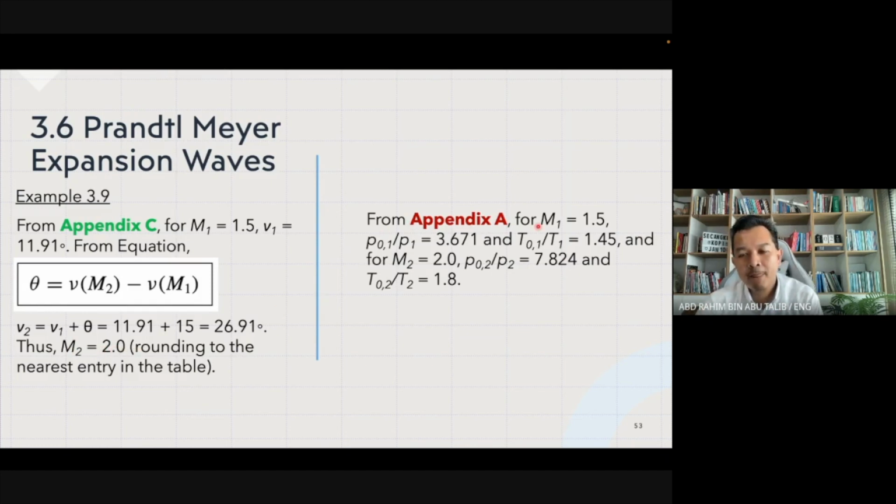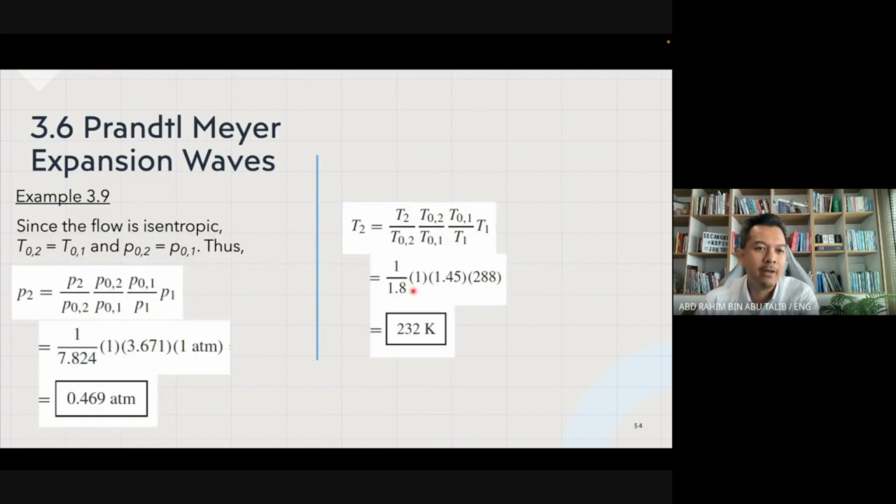So from Appendix A, for M1 equal to 1.5, you straight away read P01 over P1 and T01 over T1. And for M2 equal to 2, you can then read P02 over P2 and T02 over T2. Fairly straightforward. Since the flow is isentropic, T02 equals T01 and P02 equals P01. So from the expression, you will get P2 equal to 0.469 atm and T2 equal to 232 Kelvin.